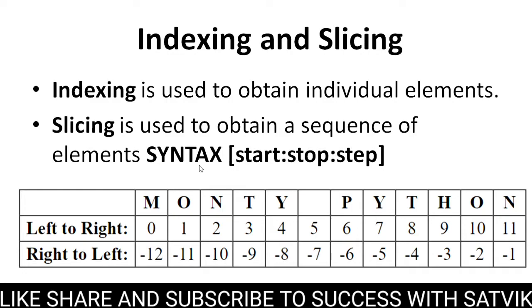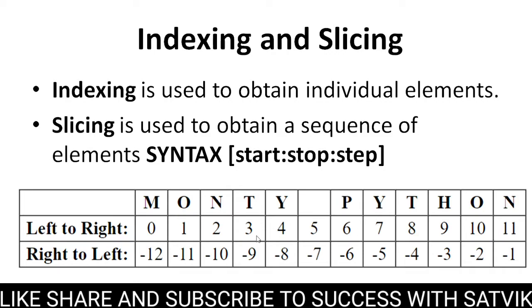Now I will tell you what we mean by indexing. Indexing is used to obtain individual elements. For example, we have a string called Monty Python, with a space between Monty and Python. M is indexed as 0, O is indexed as 1, N is indexed as 2, T is indexed as 3 and so on, N is indexed as 11. So it is called indexing.